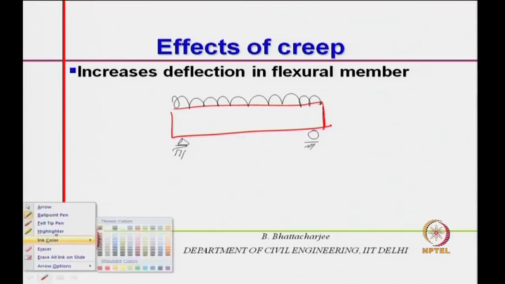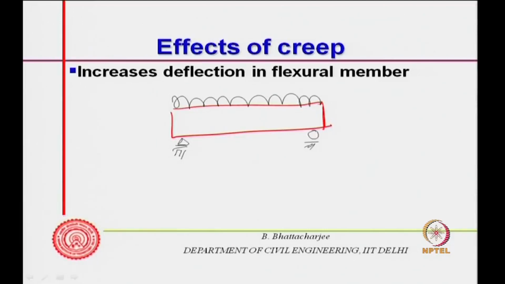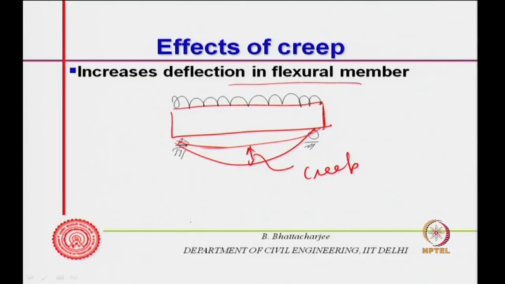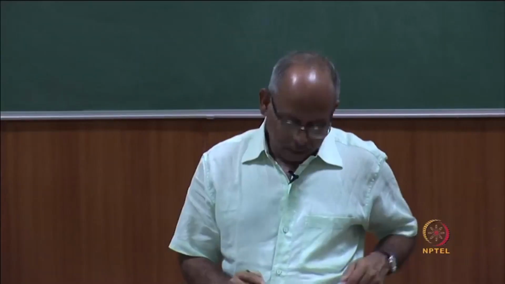So, what will happen in the long run? The deflection will increase. So, elastic deflection, and later on deflection may increase further. This could be due to creep, all right. So, creep increases deflection in a flexural member, that we have understood.